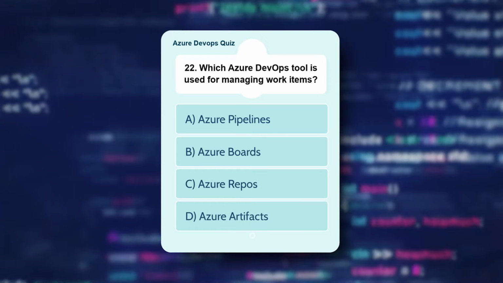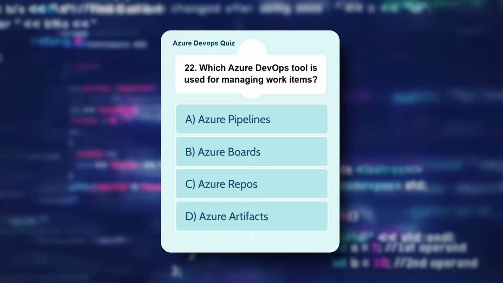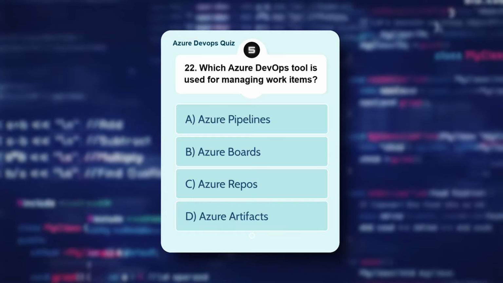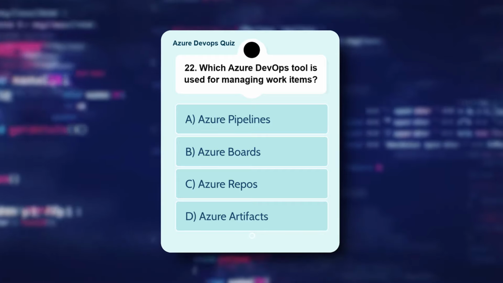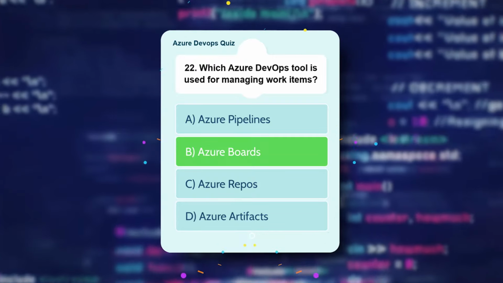22. Which Azure DevOps tool is used for managing work items? A. Azure Pipelines. B. Azure Boards. C. Azure Repos. D. Azure Artifacts. Answer. B. Azure Boards.